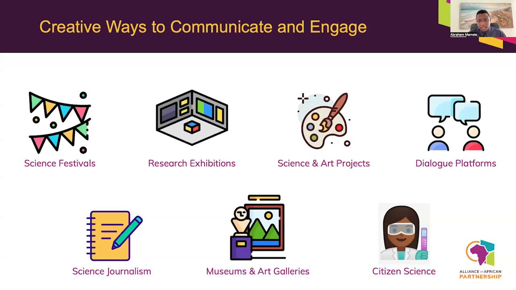Science journalism: there are people nowadays who are specialized reporters in science, and they know how to simplify and how to write content in ways that impact readers. Museums, art galleries, citizen science: how do you make communities part of your research, participatory, such that they become part of your project? So there are many other approaches. Next slide, please.